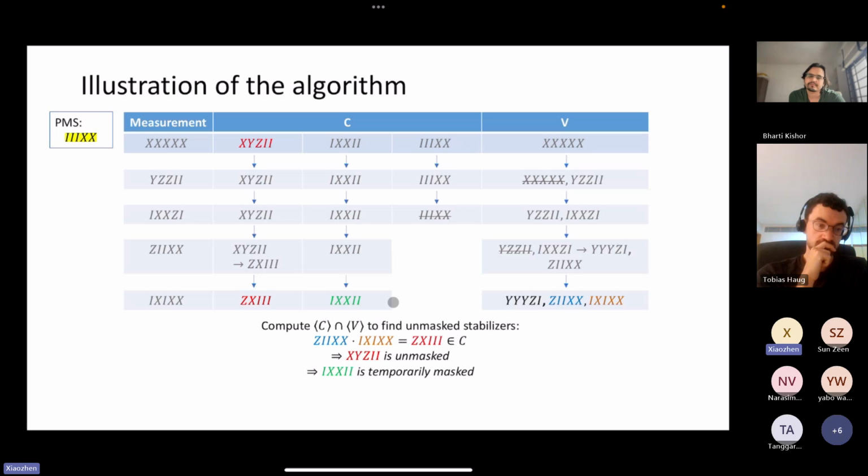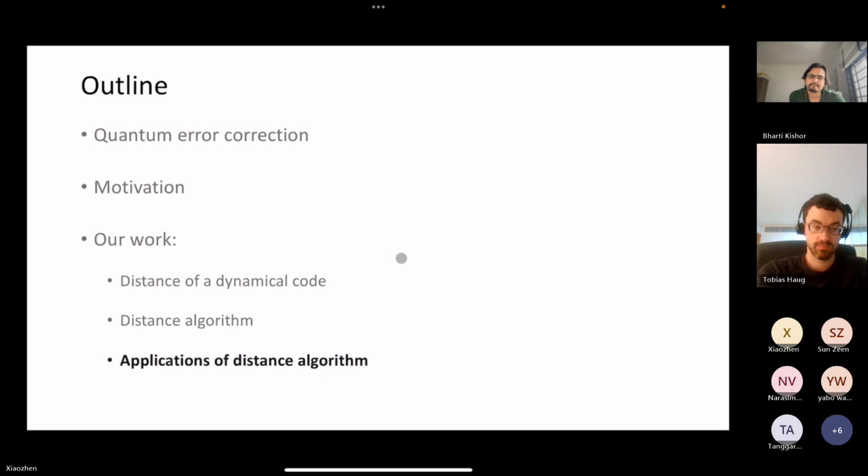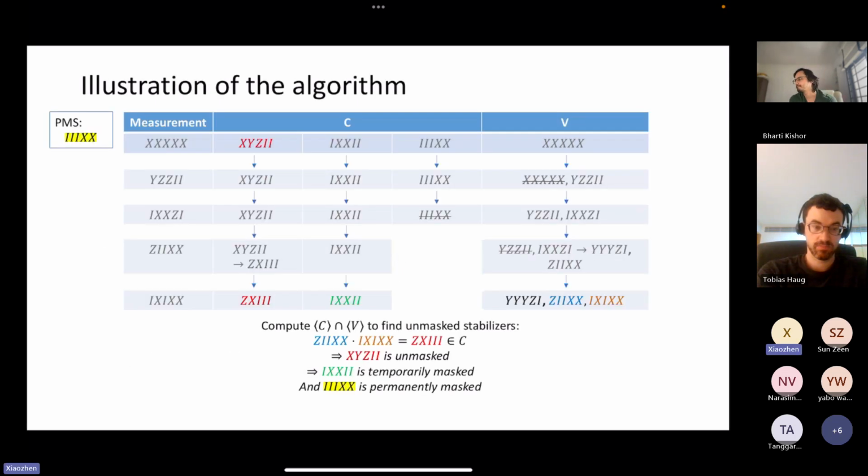And then this IXXII is not in this intersection, so it is temporarily masked. And since IIXX is being kicked out, it is permanently masked. So we can basically run this algorithm to do the classification.